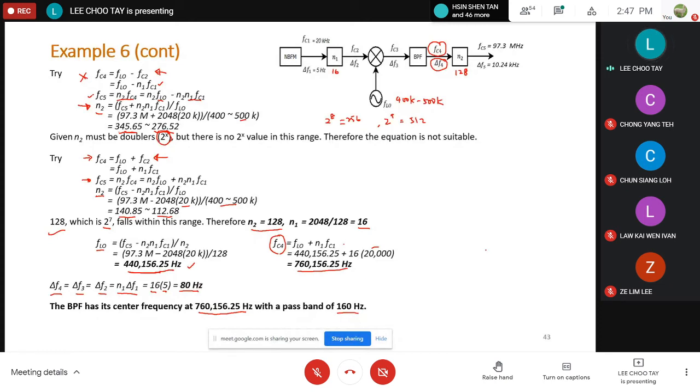So what it means is your bandpass filter needs to be this one here. So this is your FC4. This one is your delta F4. So again, your entire pass band will be 2 times delta F4.